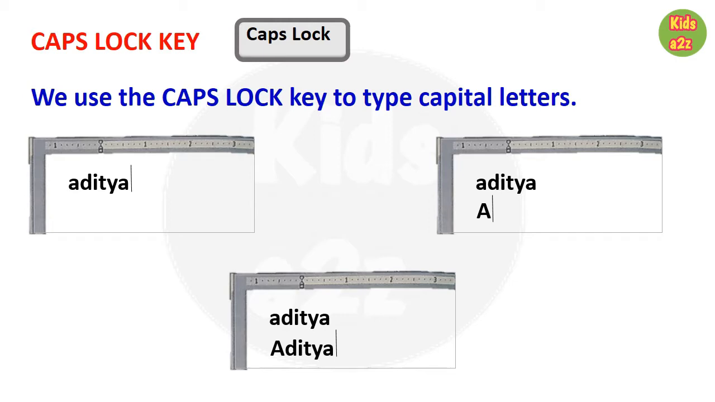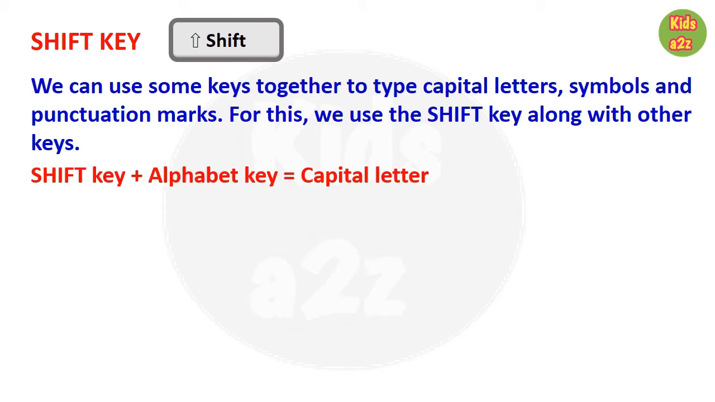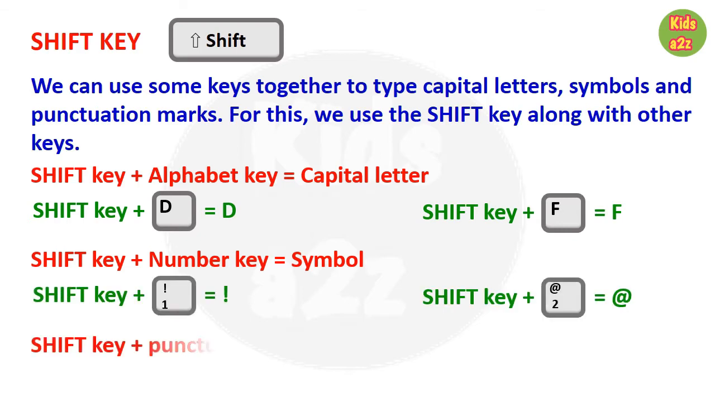Now, we can also type capital letters without turning the caps lock key on with the help of shift key. Shift key, we can use some keys together to type capital letters, symbols and punctuation marks. For these, we use the shift key along with other keys: shift key plus alphabet key equals capital letter. We use shift key plus number key to type symbols and shift key plus punctuation key equals punctuation mark. See the examples.